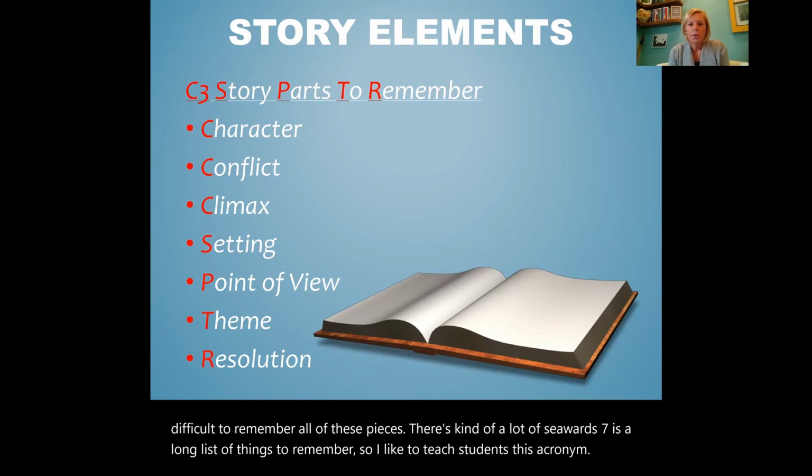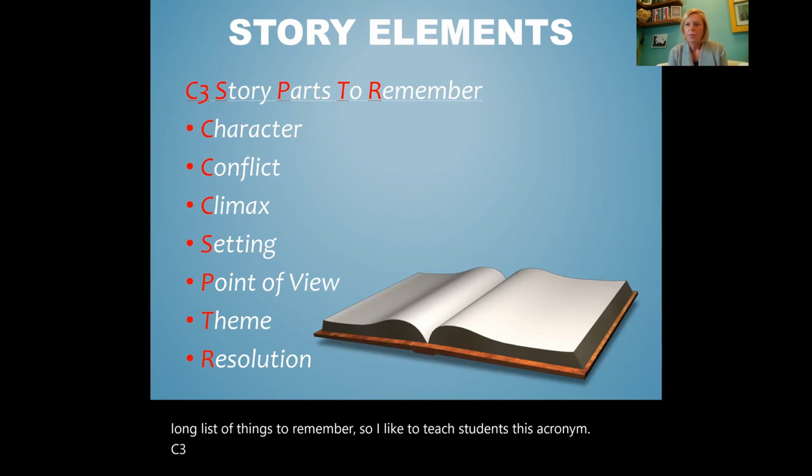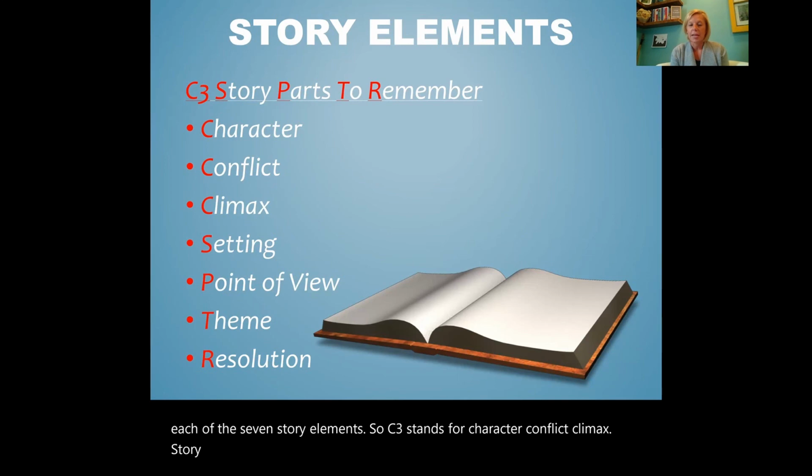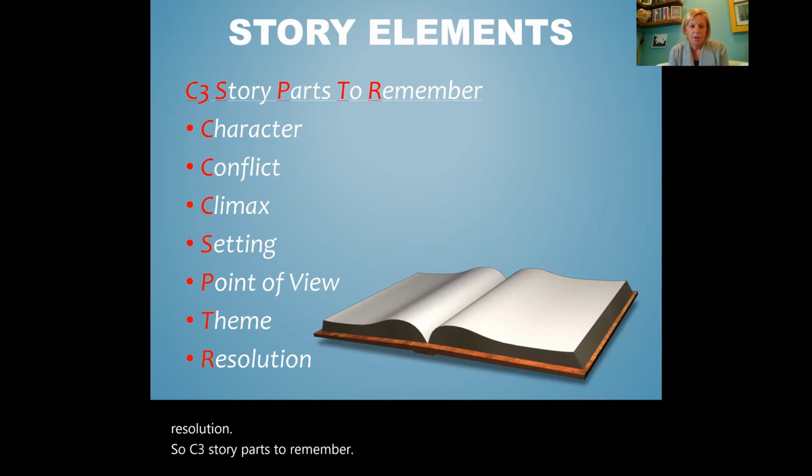C3, story parts to remember. If we can remember that phrase, then it will lead us to each of the 7 story elements. So C3 stands for character, conflict, climax. Story parts to remember then means setting, point of view, theme, and resolution. So C3, story parts to remember, equals character, conflict, climax, setting, point of view, theme, and resolution.